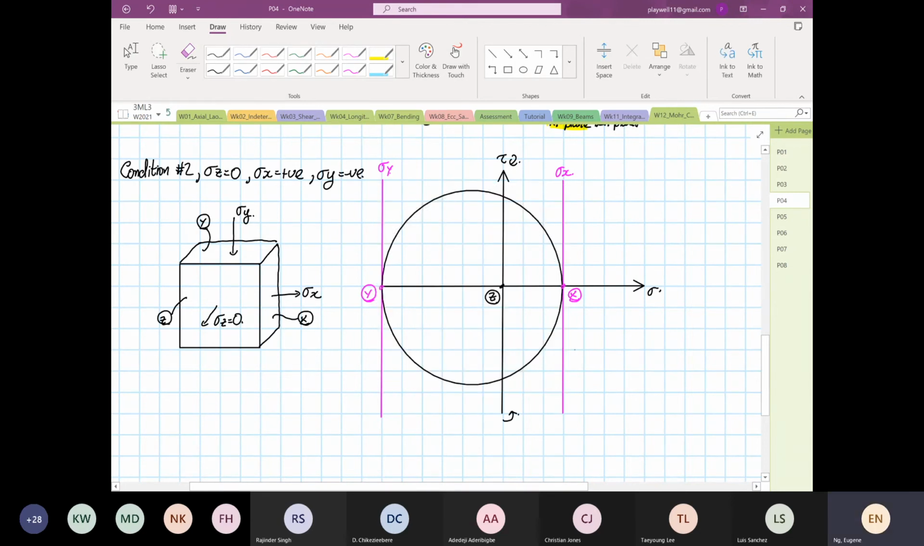Okay, so this is our XY plane. And this happened to be our in plane, right? And then there are the two circles.